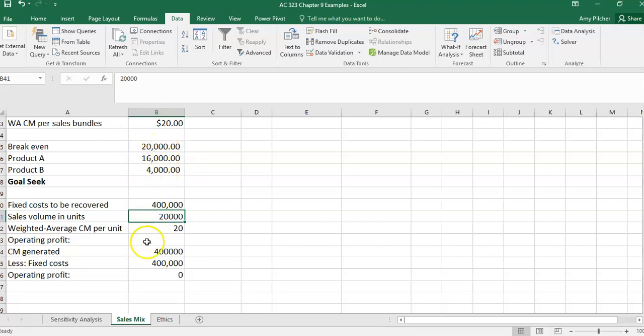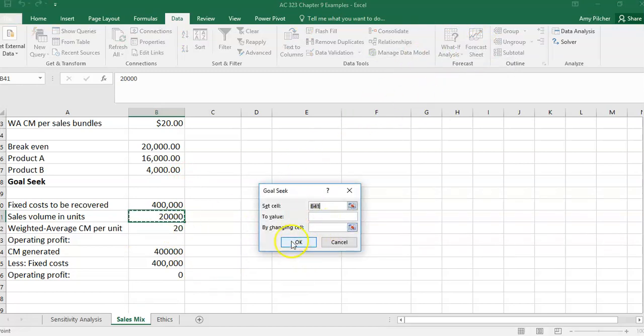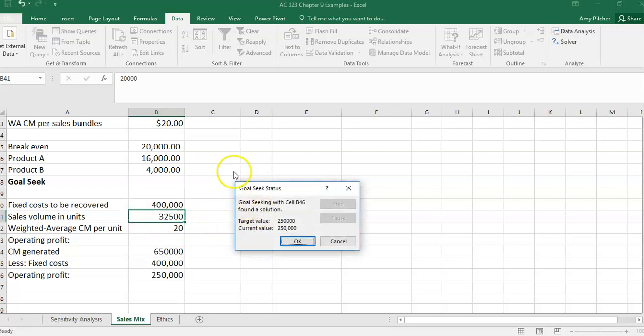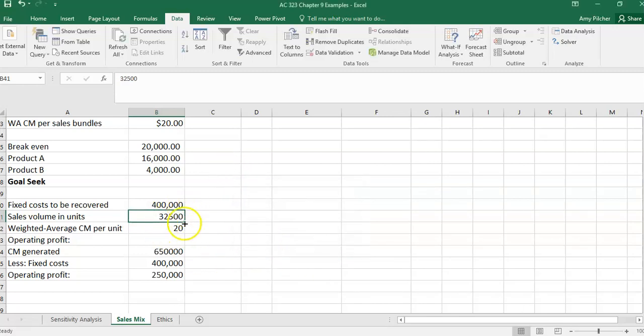We can use that Goal Seek to do all kinds of analysis. We could say, what if instead of just breaking even, I wanted my operating profit to be $250,000 by changing the sales volume. Now my sales volume is 32,500 units, of which 80% would be A and 20% would be B.